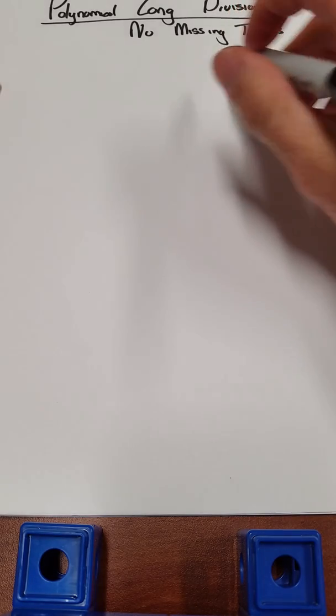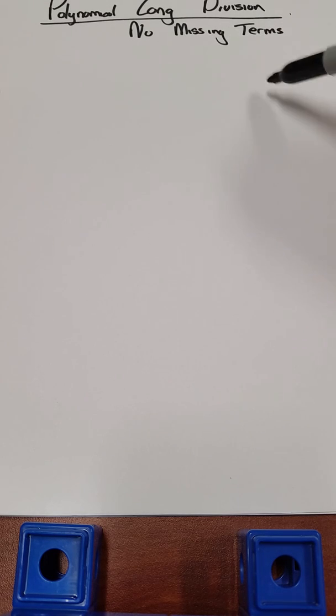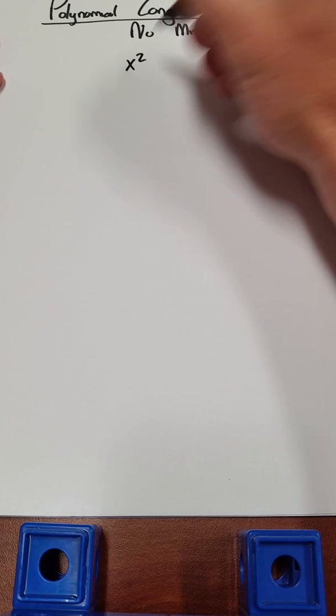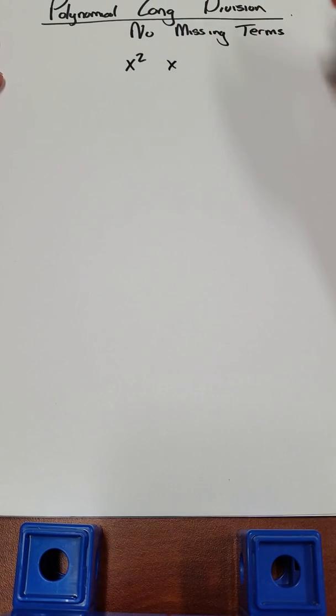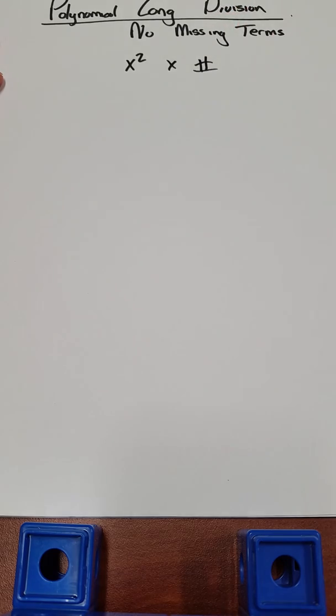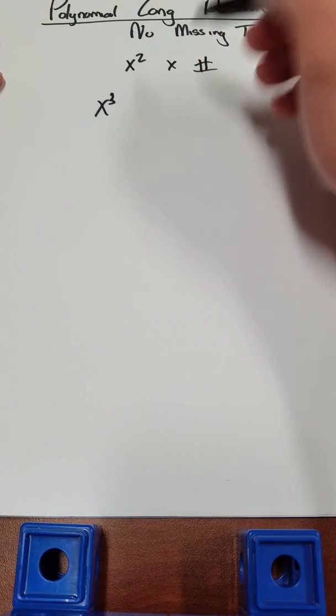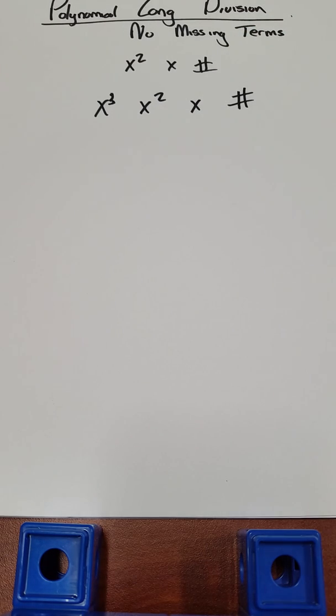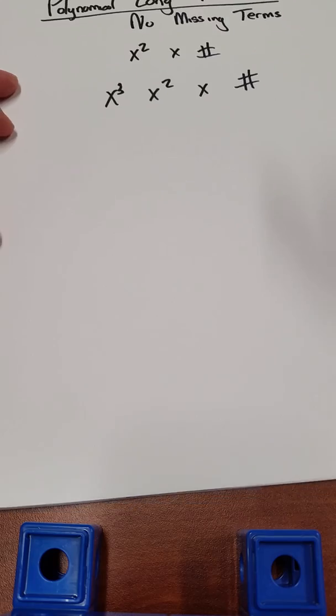All right, so this video is on polynomial long division when there's no missing terms. Here's what I mean by missing terms. If our first term is x squared, that means we need to have an x term and we need to have a constant term. If our number is an x cubed, that means we need to have an x squared, an x, and a constant. All right, you kind of get the idea. X to the fourth needs all of these, so on and so forth. So this is a video about no missing terms in polynomial long division.